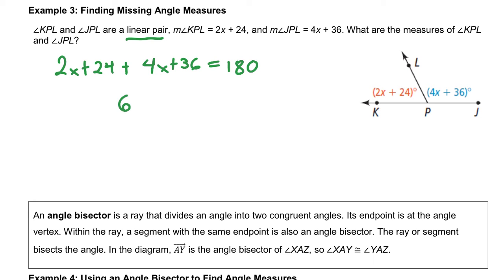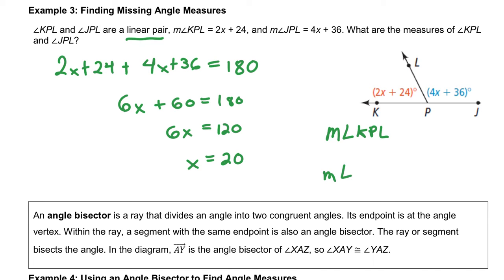Combine the like terms. 6x plus 60 equals 180. I can subtract 60 from both sides. 6x equals 120. I can divide both sides by 6. X is 20. That's one of the measures of KPL and JPL.